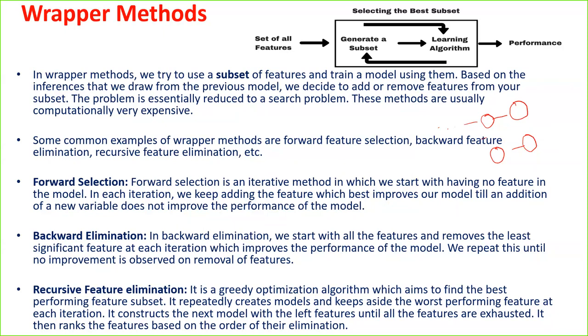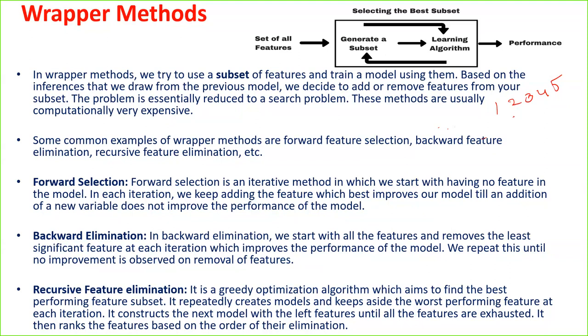Okay, so let me repeat, it may be slightly confusing to you. Let us say that you have five features, 1, 2, 3, 4, 5. What are the possible subsets? It can be 1, it can be 2, it can be 3, 4, 5, 1 2, 1 3, 1 4, 1 5, 2 3, 2 4, so on, 1 2 3 4, 2 3 4 5, 1 3 4 5. Many possible subsets are there, right?